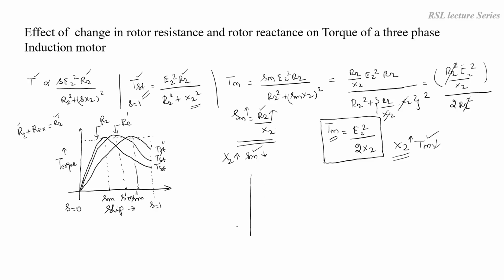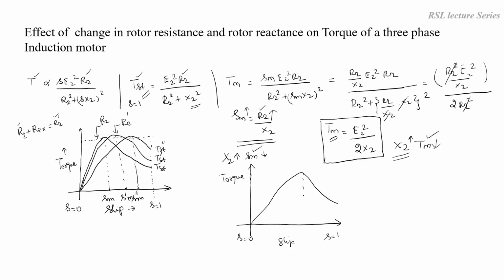So if we draw this torque slip characteristics again, here S is equal to 1, here S is equal to 0. So for the normal R2, X2 value, we'll get this torque slip characteristics.